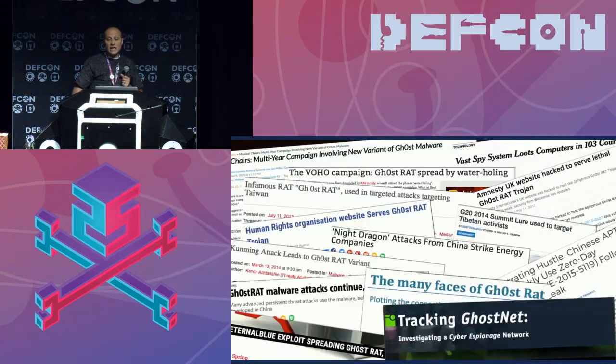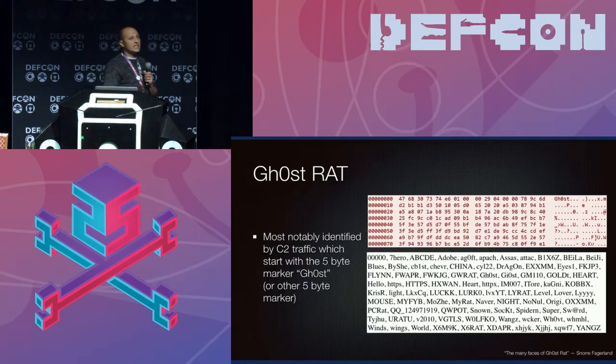And Ghost RAT has been cited in so many articles. These are just a few that I could fit on the screen there. Most recently is the one down in the bottom left, which was just this year: Ghost RAT was being spread via EternalBlue. So it's still very popular. I think the oldest one on there, I can't find the dates, but it's been around for at least 10 years. And again, it is very easy to identify based on its PCAP, based on its traffic.